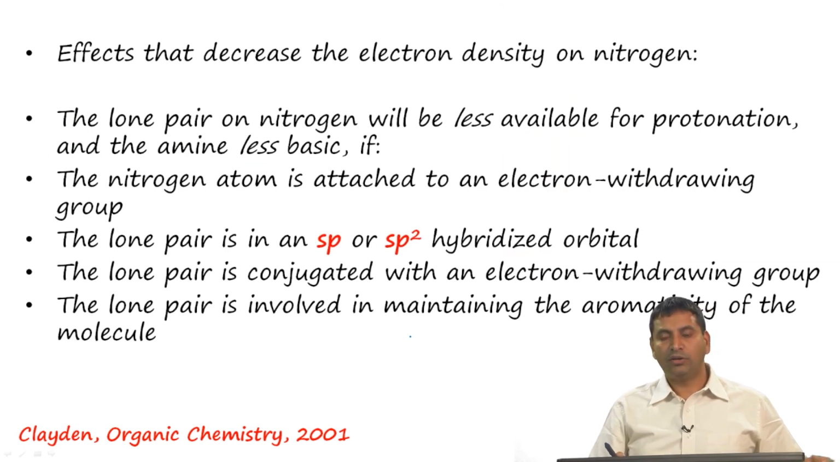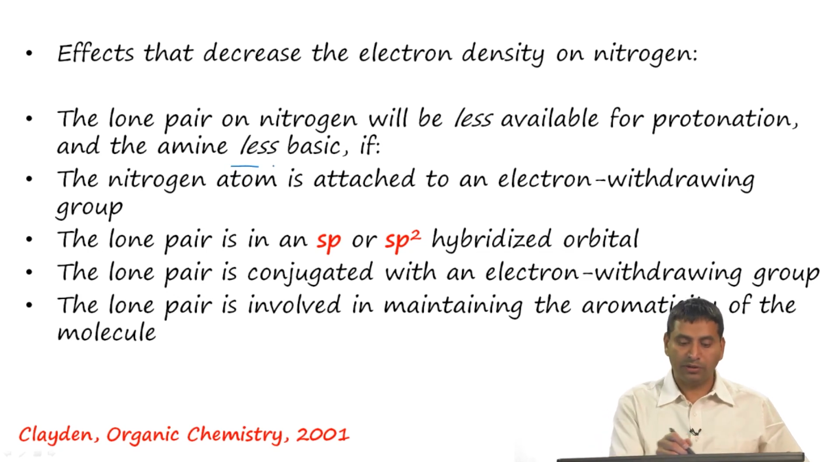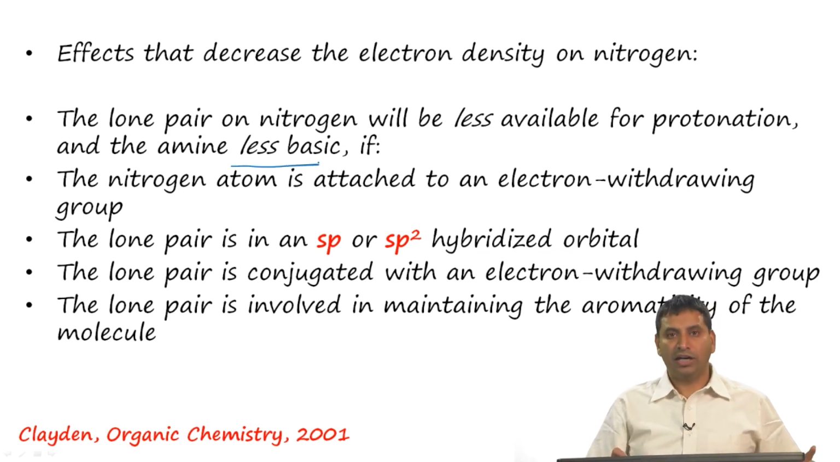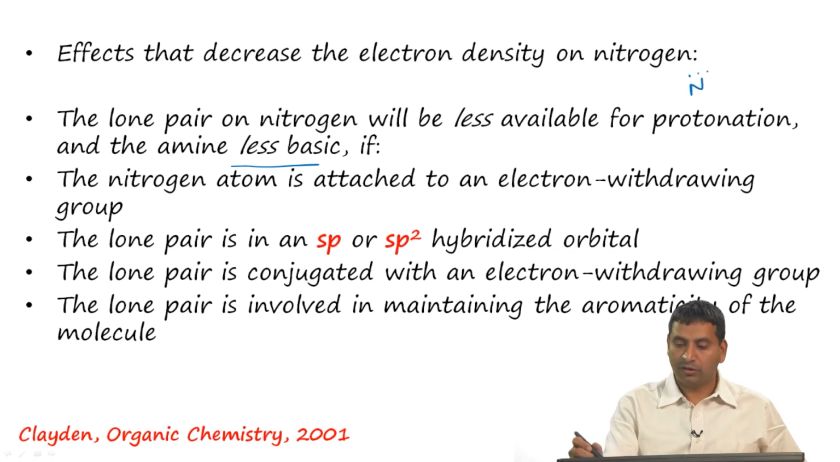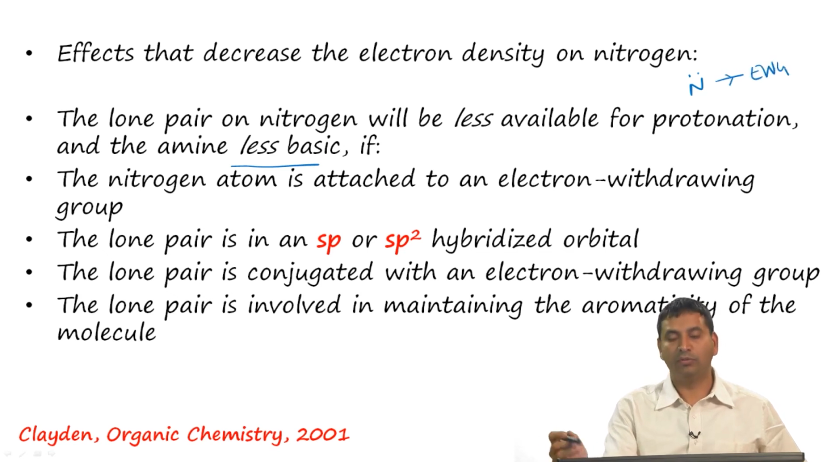So, what we need to understand in determining basicity is what happens to the electron density on the nitrogen when it is acting as a base. So, the lone pair on the nitrogen, if it is less available for protonation, then the molecule would be less basic, right. So, the nitrogen atom is attached to an electron withdrawing group. In such a situation, the lone pair on the nitrogen becomes less available, because you have an electron withdrawing group attached to it, and therefore, it makes it less basic.